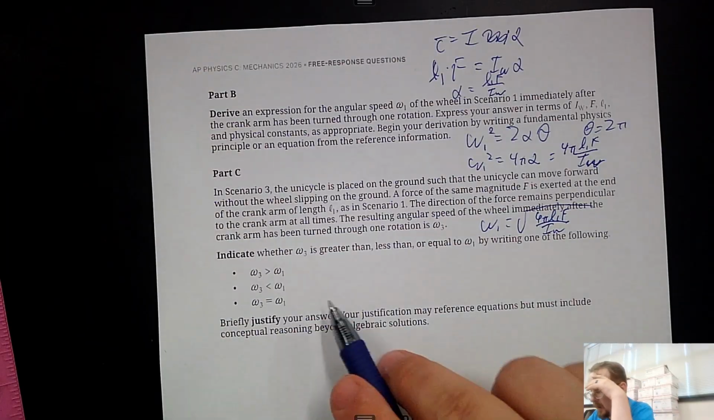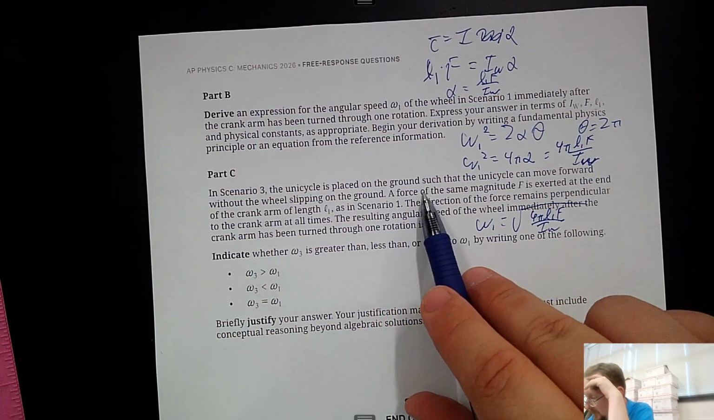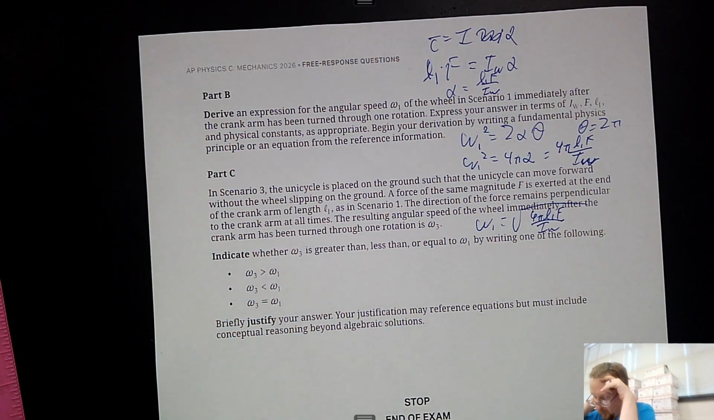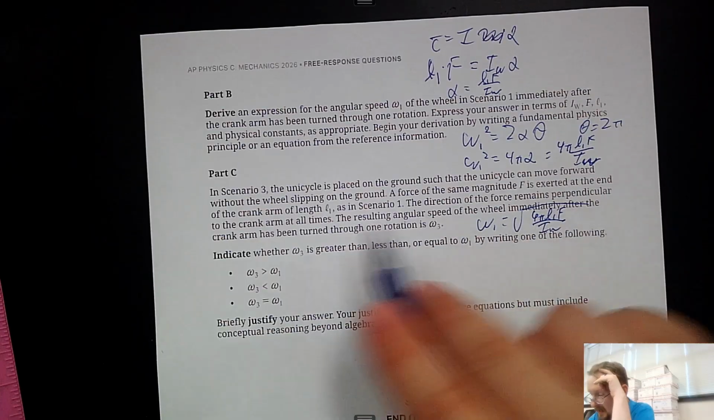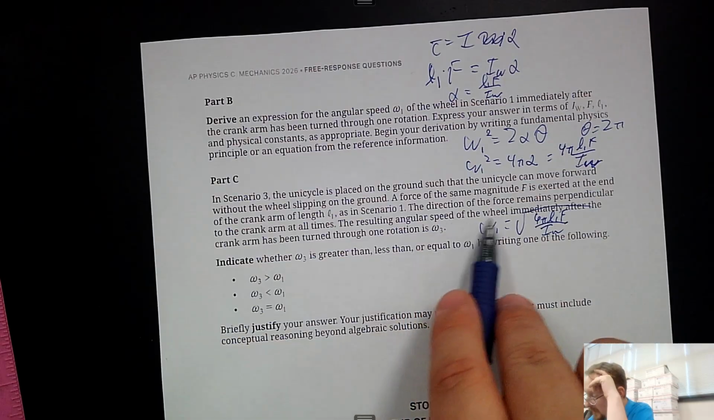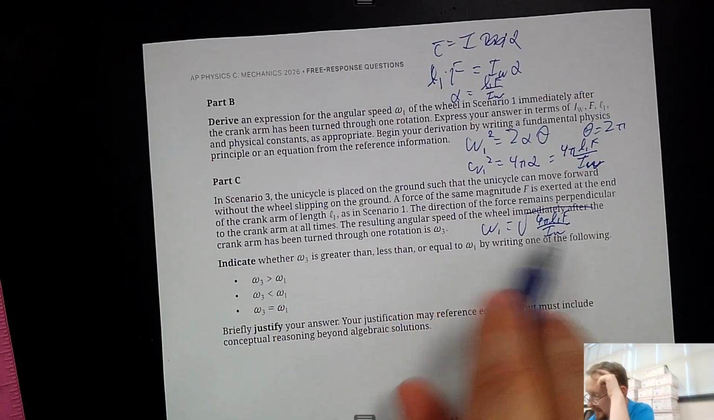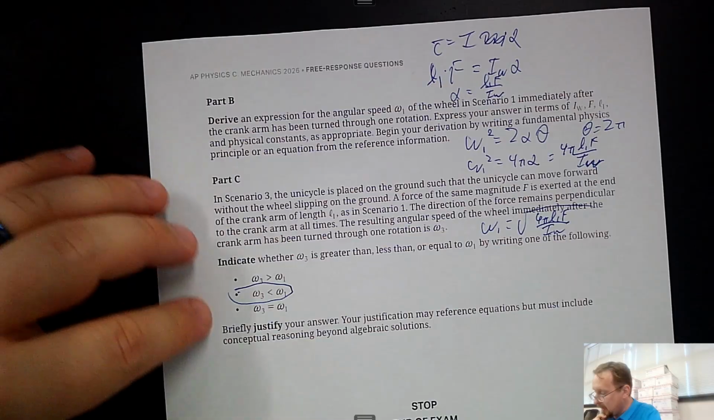Okay, in scenario 3, the unicycle is placed on the ground, such that the unicycle can move forward without the wheel slipping on the ground. A force of the same magnitude F is exerted at the end of the crank arm of length L1 as in scenario 1. The direction of force remains perpendicular the whole time. Resulting angular speed is omega 3, which will be less than omega 1, okay?